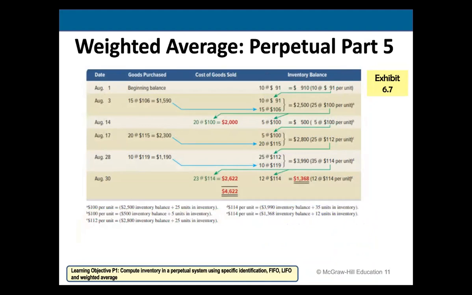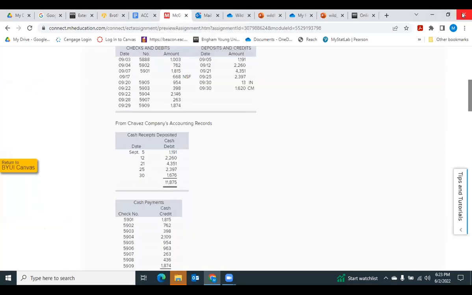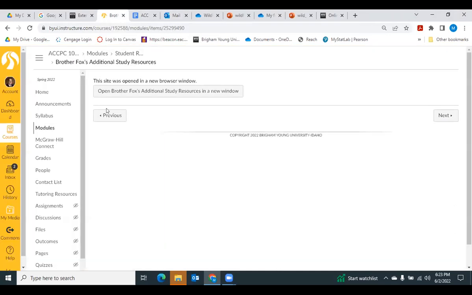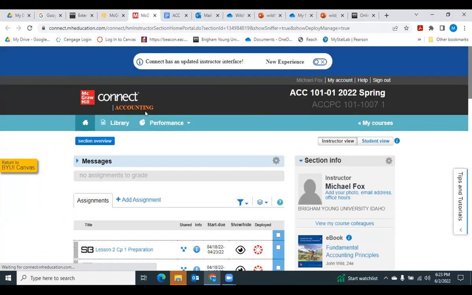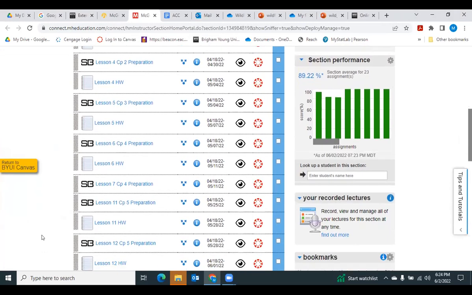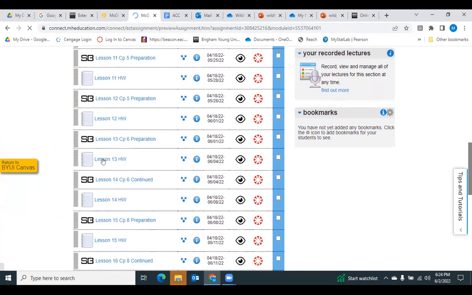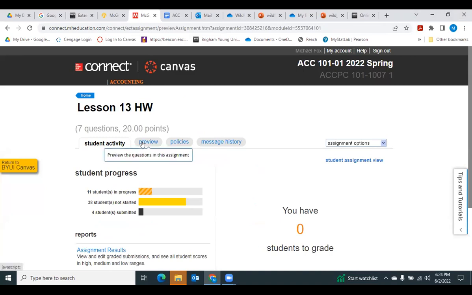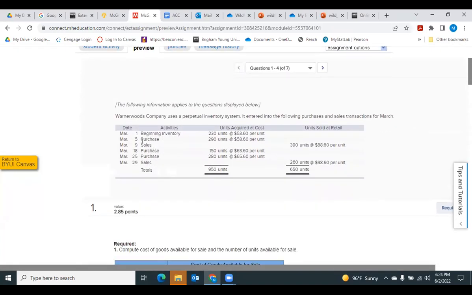So let's take a look now at the specific problem. Let's look at number 13 on the, what did you say it was on? It's the lesson 13 homework in the McGraw-Hill. Okay. I'll close that. I come here, go to McGraw-Hill. And then, let's see, lesson 13 homework, there it is. And no, wait, it's number 13. Now I'm getting confused. Is this it? Yeah, that's the right one. Okay.